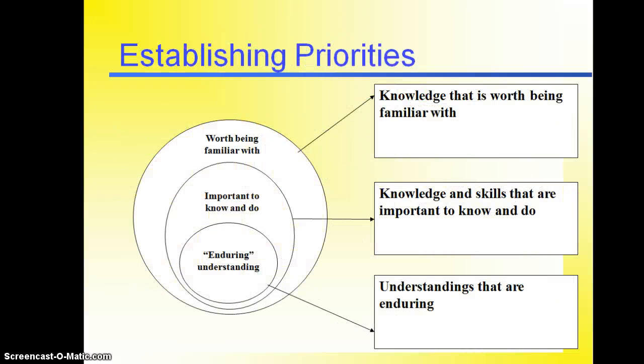We have to look at the huge curriculum guides or the huge units that we get and categorize them into 3 areas. What's the enduring understanding that goes back to our mission statement? When they leave your class at the end of the year, what should they transfer to next year or for the rest of their lives? What are the things that are important to know and do that may be a little outside the scope of the enduring understanding, but skills that we still feel that students should know? And then what's the knowledge that's worth being familiar with?